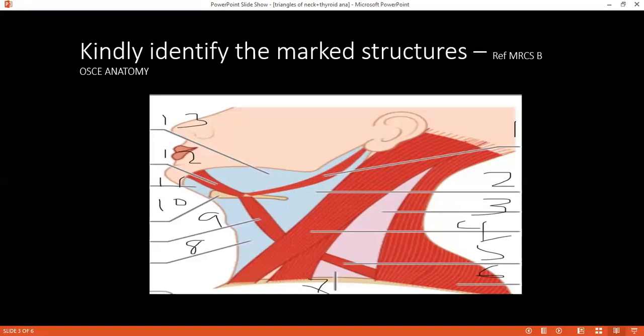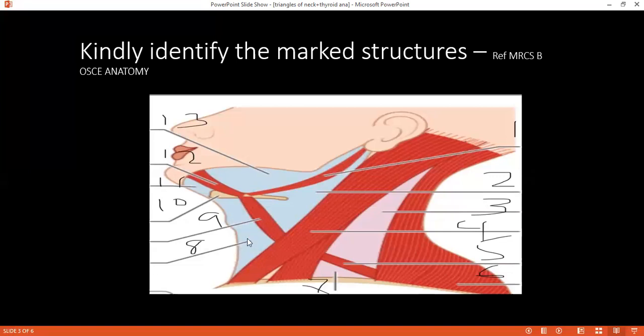How are the triangles of the neck divided? The triangles of the neck are divided into anterior and posterior. The major muscle that divides them is the sternocleidomastoid, which divides the anterior and posterior, and posteriorly is the trapezius muscle. How many triangles are present anteriorly? Anteriorly, there are 6 triangles altogether. On both sides, we have the muscular triangles, the carotid triangle, then the submental triangle. Anteriorly, there are basically 3 triangles.